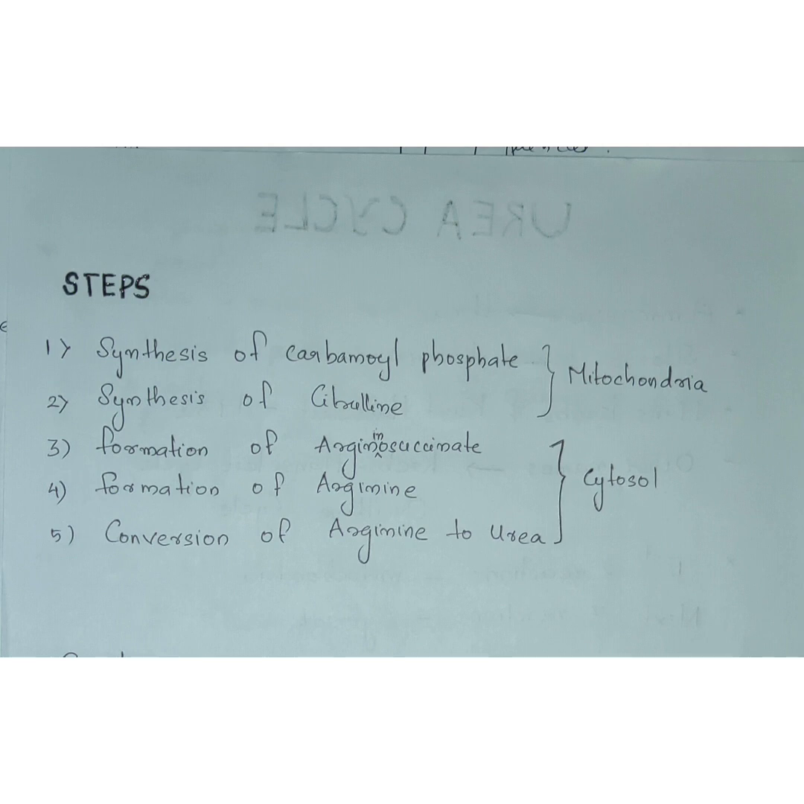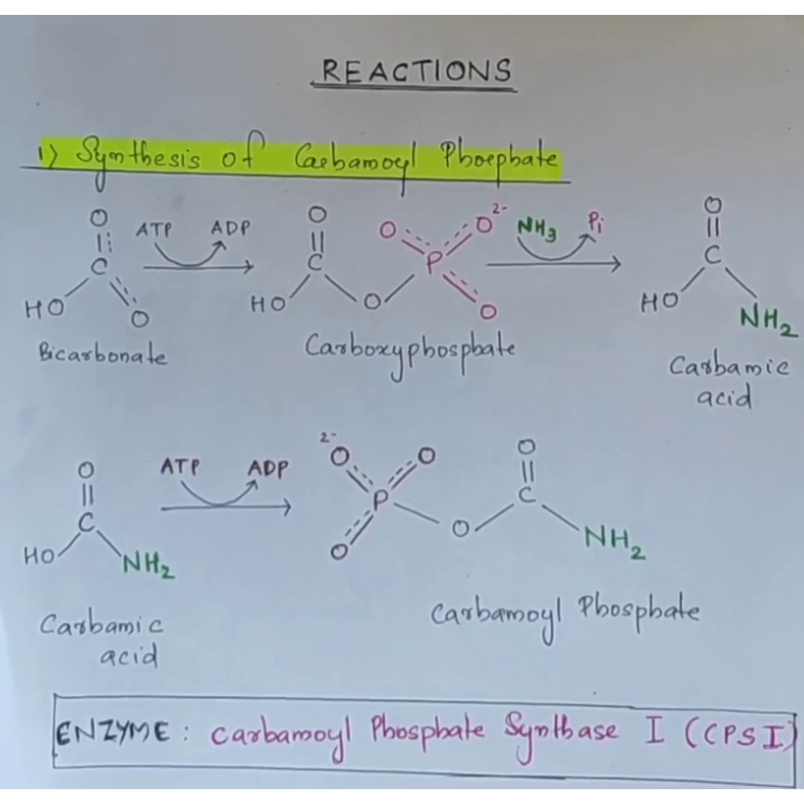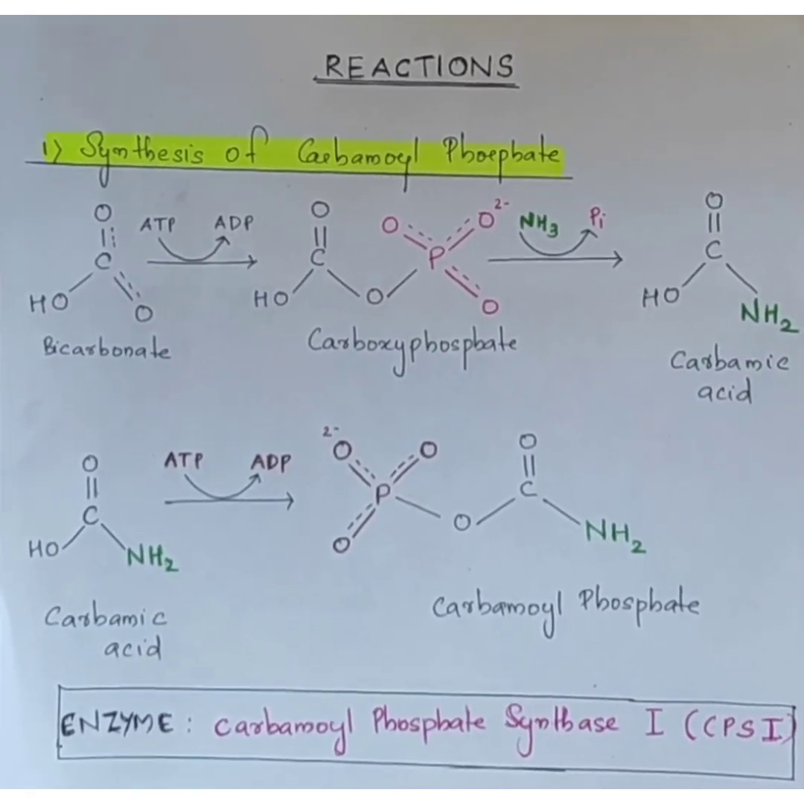The first 2 reactions of the urea cycle, that is the synthesis of carbamoyl phosphate and the synthesis of citrulline, occur in the mitochondria of the liver. The next 3 reactions, that is the formation of argininosuccinate, the formation of arginine, and the conversion of arginine to urea, occur in the cytosol of the liver. So these are the 5 steps of the urea cycle, and the first 2 reactions occur in the mitochondria and the next 3 reactions occur in the cytosol. Now, let us look into these reactions in detail.